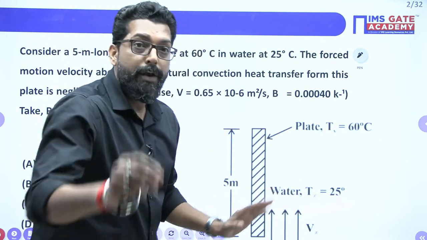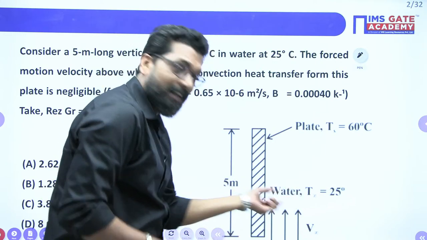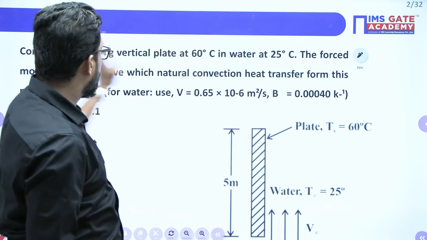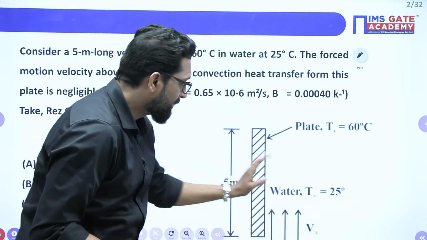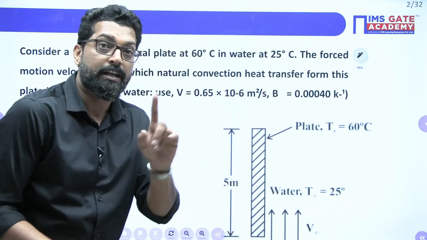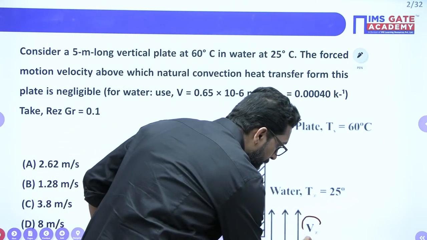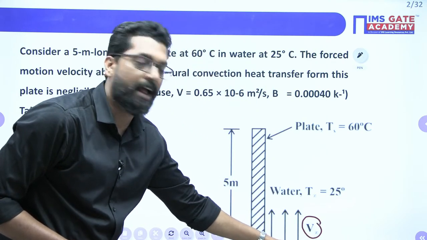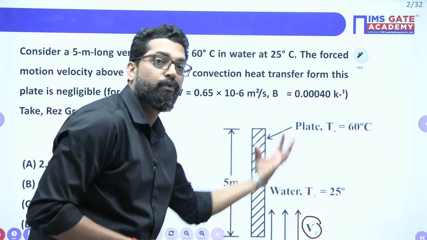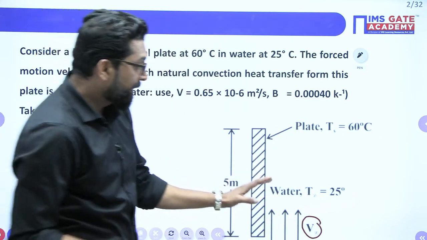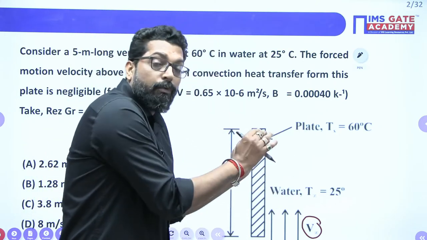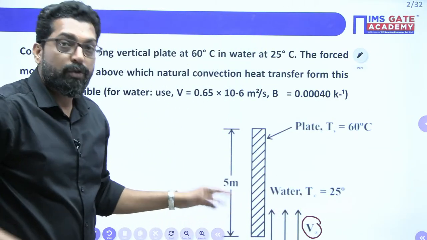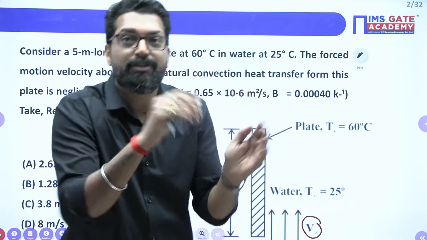Now, can you tell whether this question is related to natural convection or forced convection? Without studying the question, how can you judge whether this is forced convection or natural convection? See, the velocity of the flow is given, u infinity or v infinity, so there must be a forced flow over the flat plate. So in this mechanism, forced convection is dominating over natural convection. So this concept is a combination of forced and natural convection.